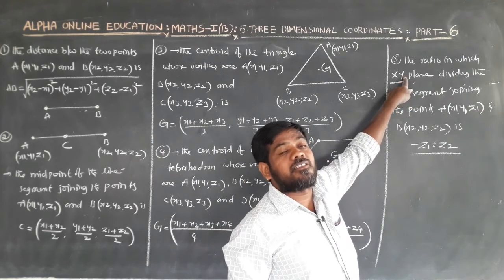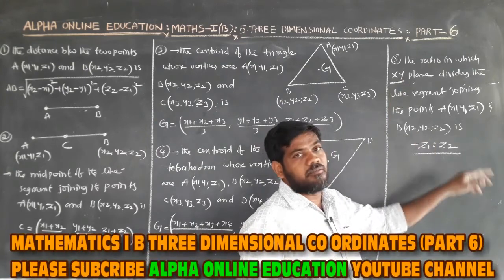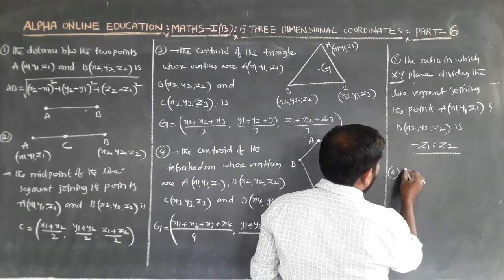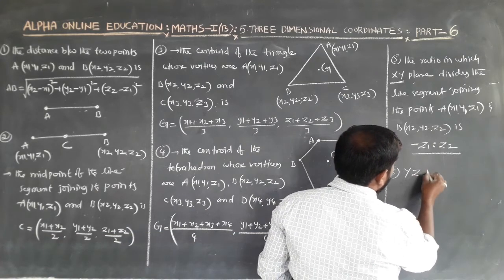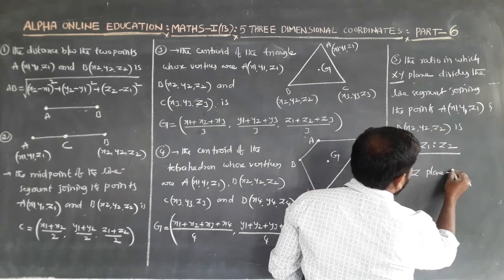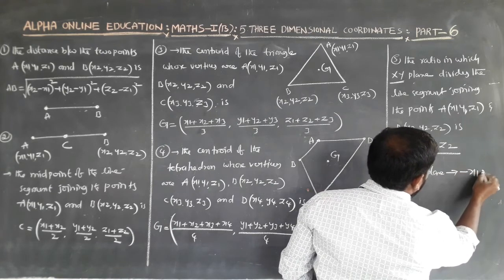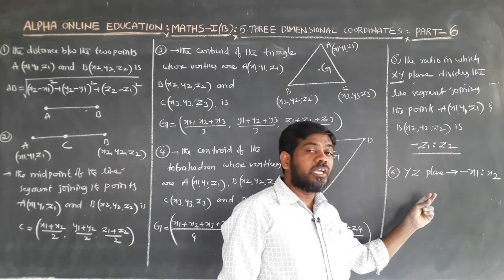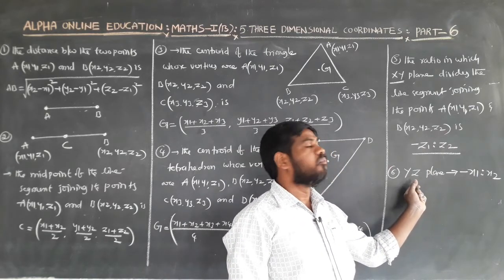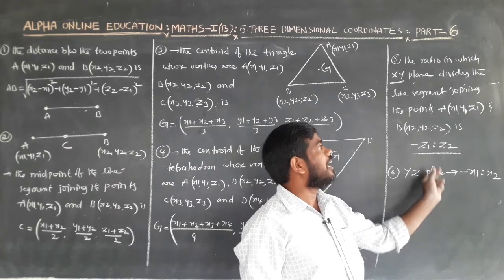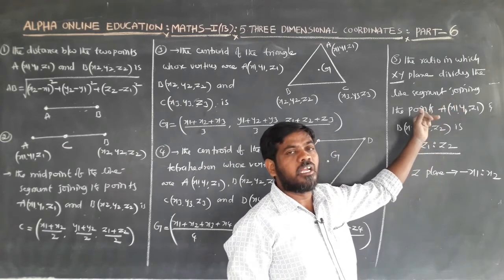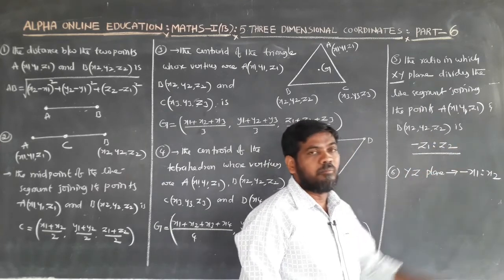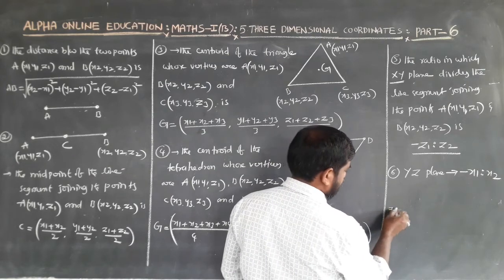The XY plane divides the ratio minus z1 is to z2. Next one, the YZ plane divides the ratio minus x1 is to x2. The ratio in which the YZ plane divides the line segment joining the points A(x1, y1, z1) and B(x2, y2, z2) is minus x1 is to x2.